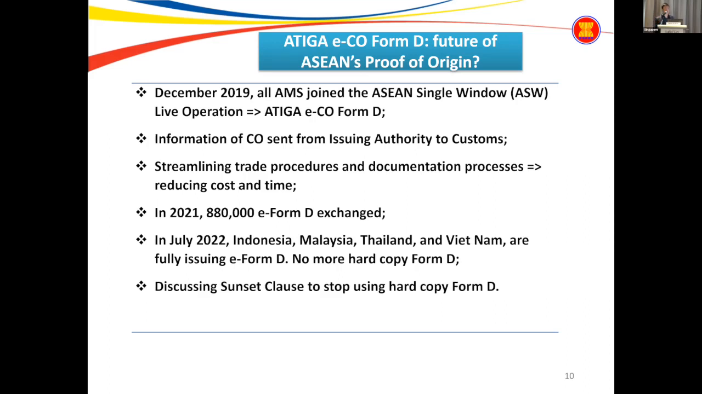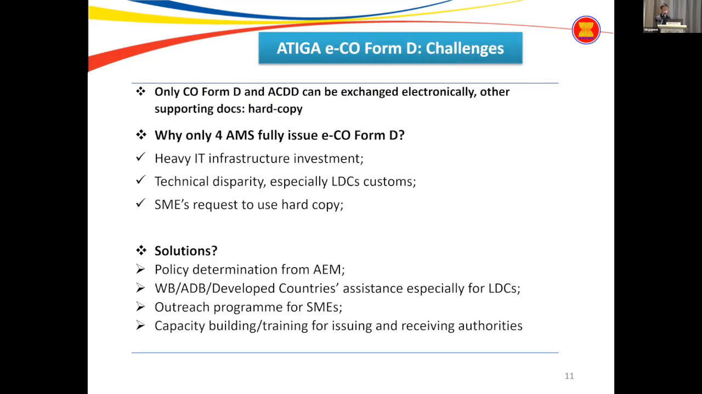They don't issue the hard copy CO because they want to push enterprises to apply for ECO and change their habits. ASEAN is now discussing a sunset clause to stop the use of the hard copy CO. The reason is that it sounds promising and interesting, but the real world is not as good as we expect.